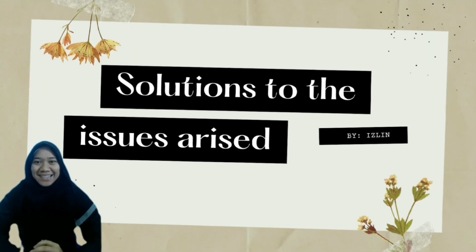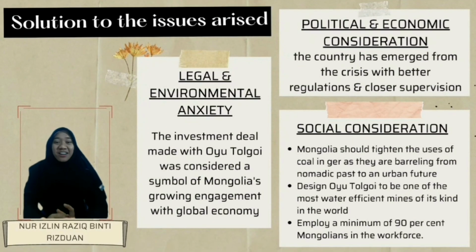Thank you, Farhan. Assalamualaikum and hi, my name is Nur Izlin Razik binti Rizwan and I am going to present about the solution to the issues that have been stated by Farhan. Firstly, for the political and economic considerations, one of the ways for Munira to overcome the Mongolian economic risk is they should help the government emerge from the crisis with better regulation and closer supervision, such as strengthening the banking sectors in order to reduce the high inflation and uncertainties in foreign demand for the Mongolian exports.